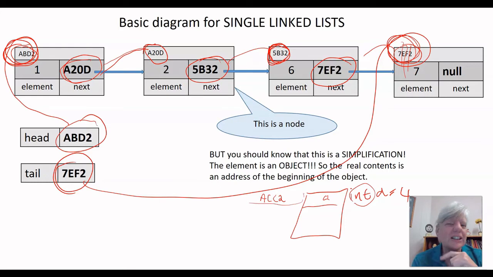Now, very important, just to get you sensitive. The first part we call the element, and the address we call the next. It's a value, like int a. A is the name of a variable. The name of the data element is called element. The name of the address of the next one is called next. Those are variable names, and we call all of this a node.